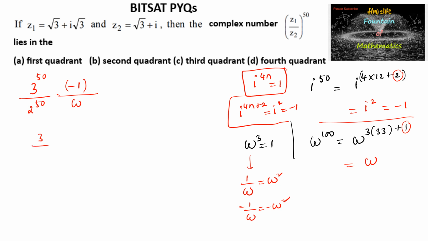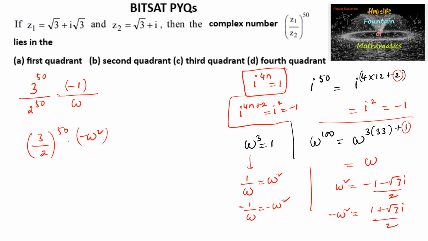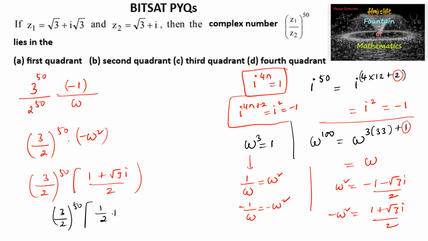So here we can write (3 by 2) whole to the power 50 into minus omega square, and we know that omega square is equal to (minus 1 minus root 3 i) divided by 2. Then negative omega square is equal to (1 plus root 3 i) divided by 2. So we can write (3 upon 2) whole power 50 into (1 plus root 3 i) divided by 2, or we can write (3 by 2) whole power 50 times (1 upon 2 plus root 3 by 2 i).